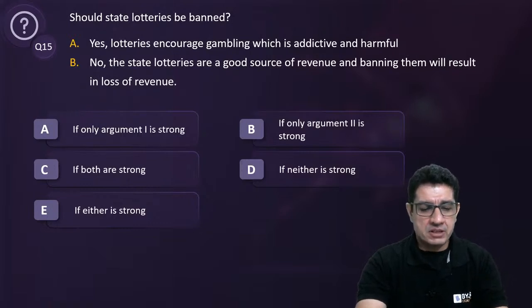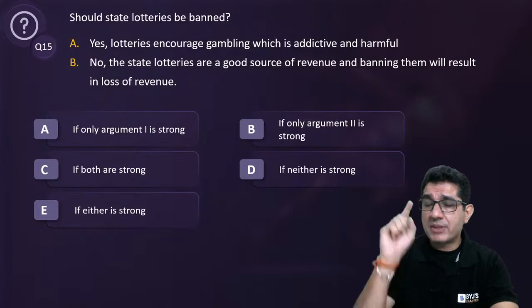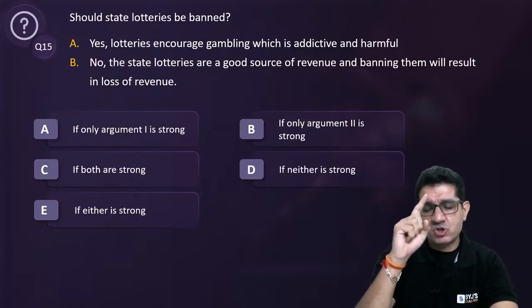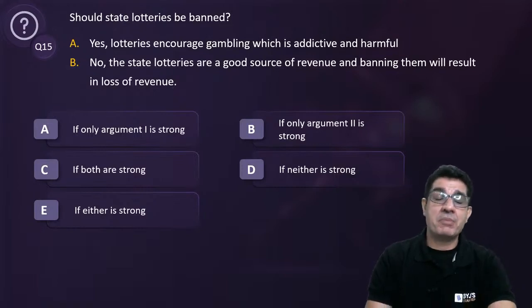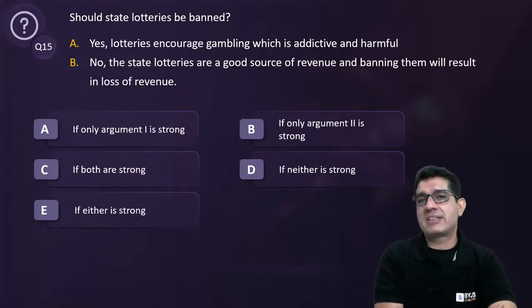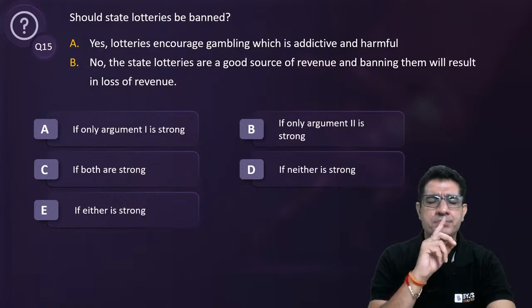Okay, so 15th. Patently false. And remember the example that I gave you, something like the sun rises from the west, something that is obviously false. Otherwise, accept whatever is given to you as a premise and then check whether the argument that is created out of that is strong or not. Otherwise, it will become a GK question.